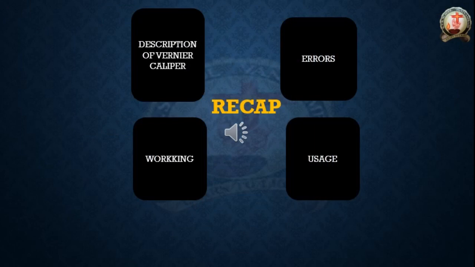In today's topic, what we learned, just roughly we will see once: the description of vernier calipers. About this description I already explained above. Next one is errors. So how many types of errors does this vernier caliper have? If the vernier caliper does not have any error, that is the zero error case. Otherwise, if the vernier caliper has any error, it is possible in two types of errors, that is positive zero error and negative zero error. Correct.